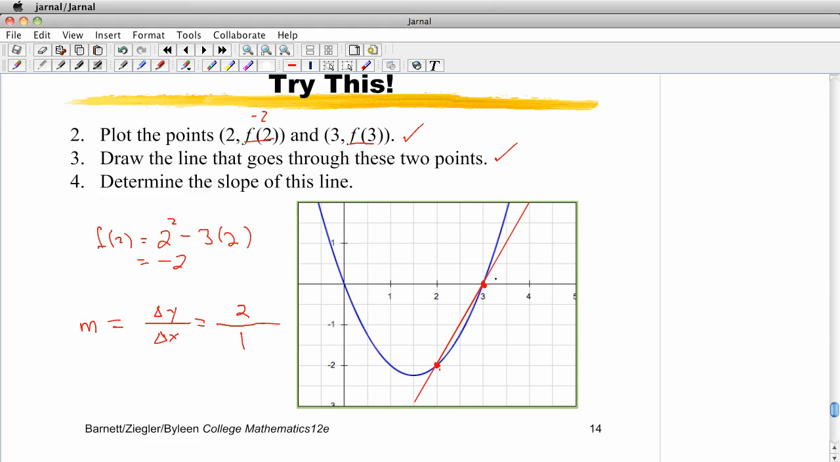If I didn't have the graph, I could just do it from the coordinates. It would be the difference in the y coordinates is 2, and the difference in the x coordinates is 1. So I get a slope of 2. Now this gives me a rough idea of how this curve is shaped.